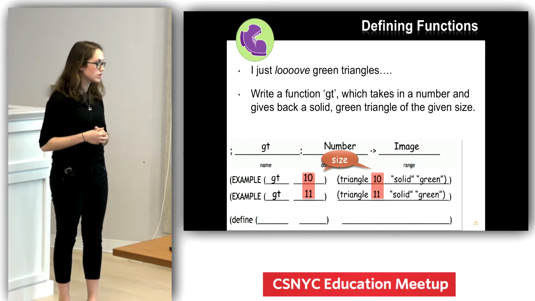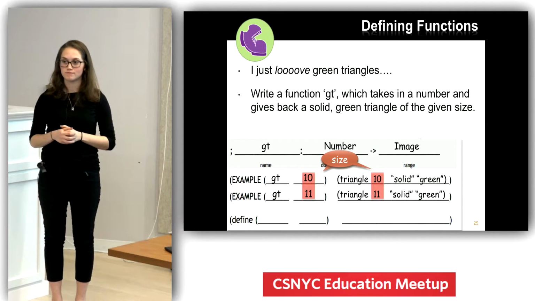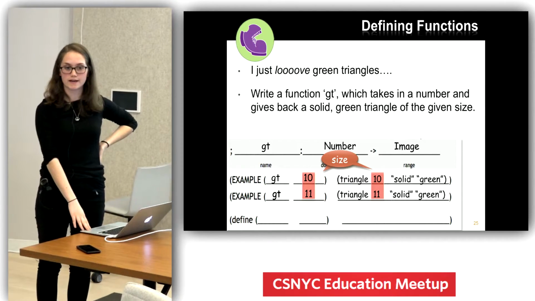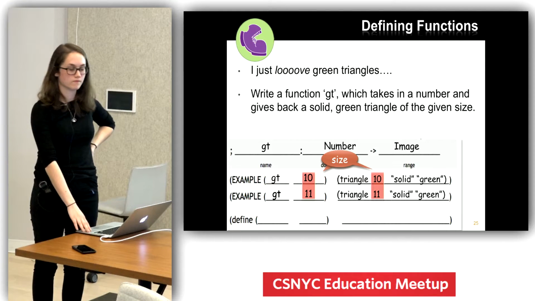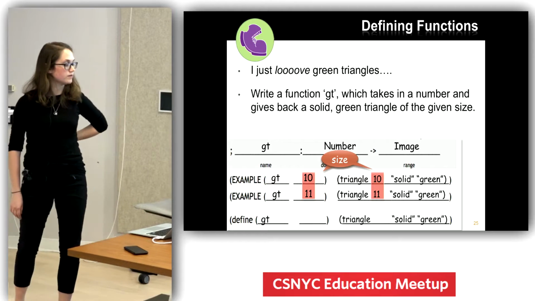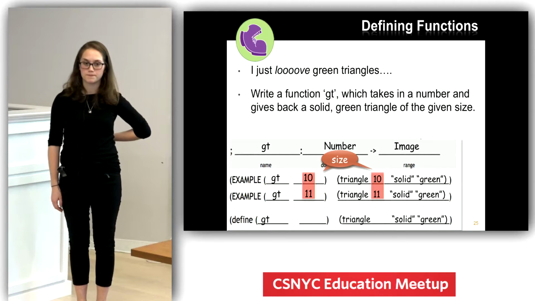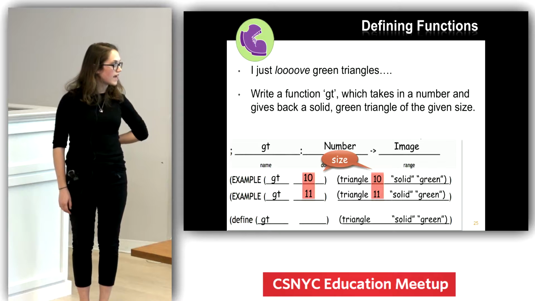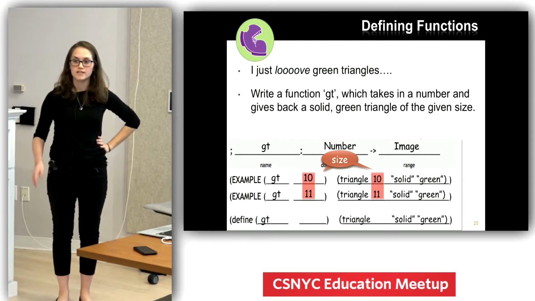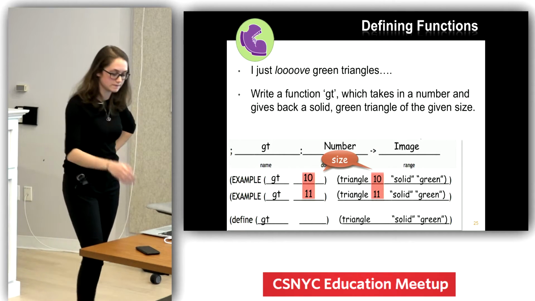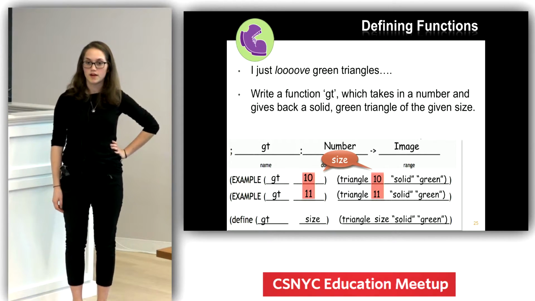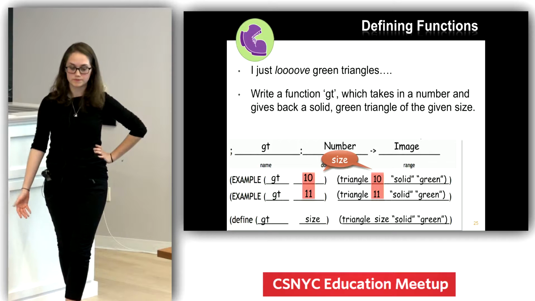So GT, what should I do? Should I copy that down or change it? Copy it down. What else should I copy down to the next line? Triangle solid green. GT, triangle solid green. All of that stays the same. And where I had a 10 and an 11, what am I going to put in my definition instead? Nice and loud. Size. And my work is done. Not so hard because I had the examples to base it off of.